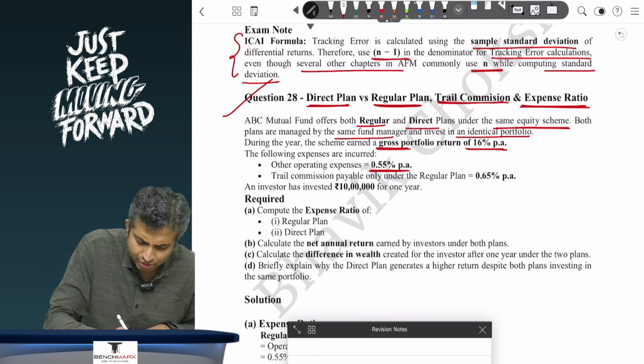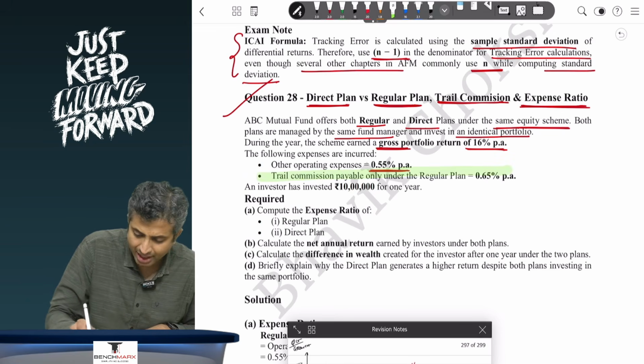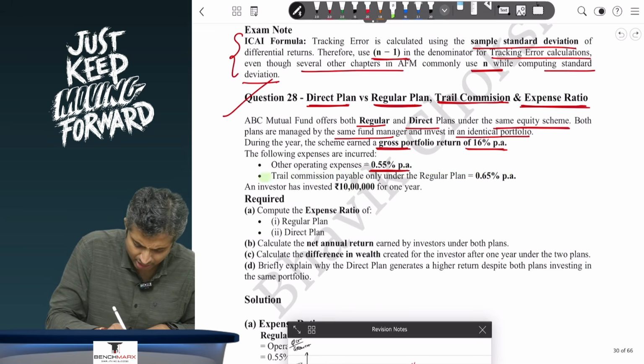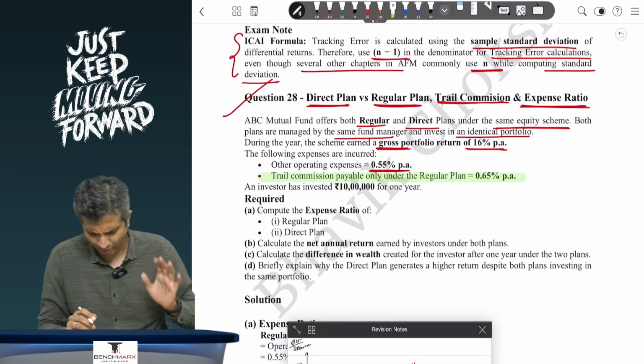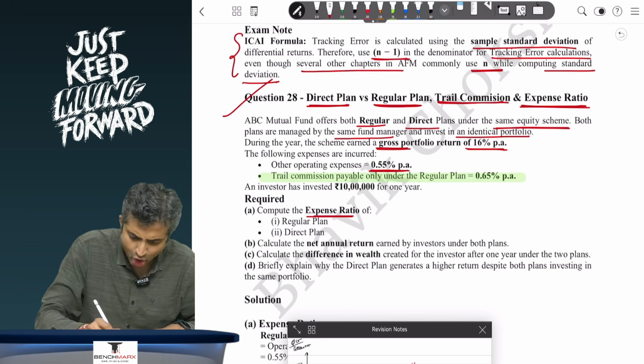What does a trail commission mean? It means commission which is paid to the distributors for the funds that they've managed to garner, and this trail commission is around 0.65%. An investor invested 10 lakh for 1 year. Compute the expense ratio of the regular plan.